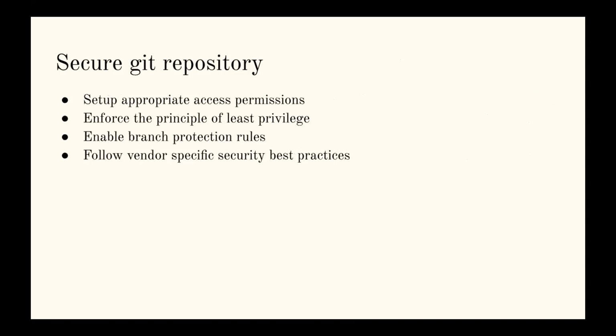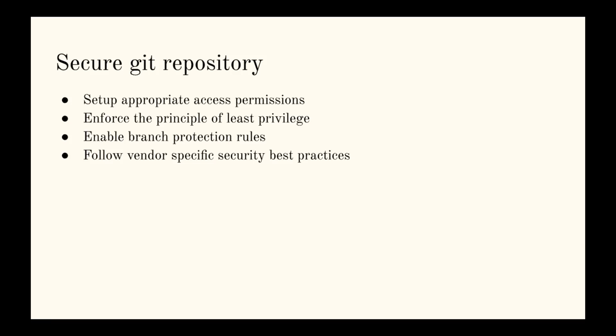And the next one is securing the Git repository. So we should set appropriate access permissions. All of this should be available via the vendor we are using. It could be GitHub, it could be GitLab or Bitbucket, any other Git hosting vendors. Even if we implement the server by ourselves, it still should follow those things. Always enforce the principle of least privilege. By that, we mean allow only necessary permissions, even if there is no specific reason to do otherwise.